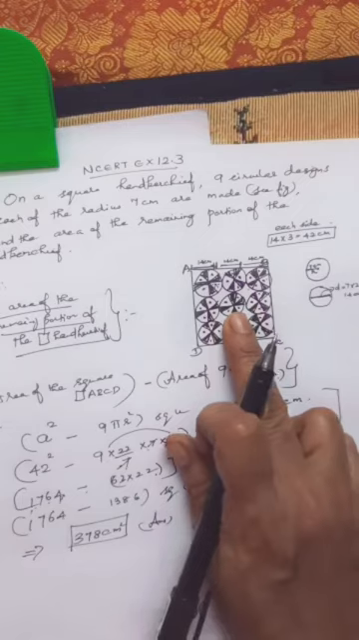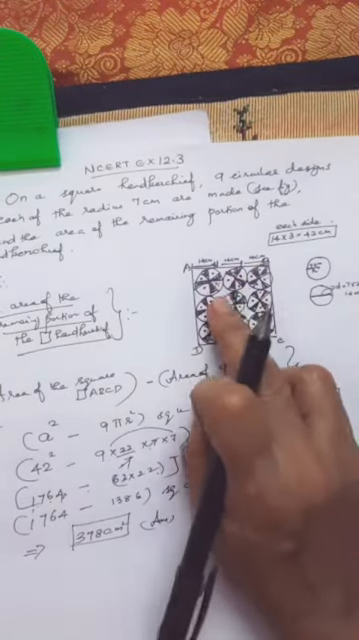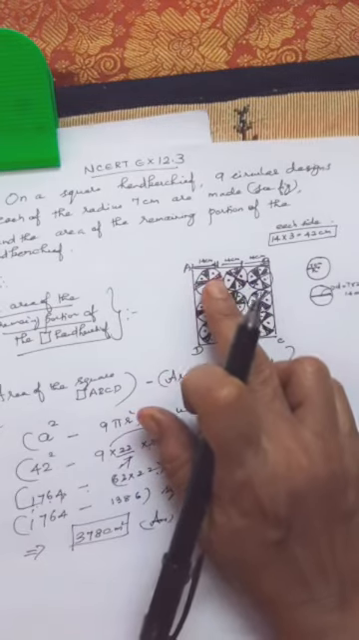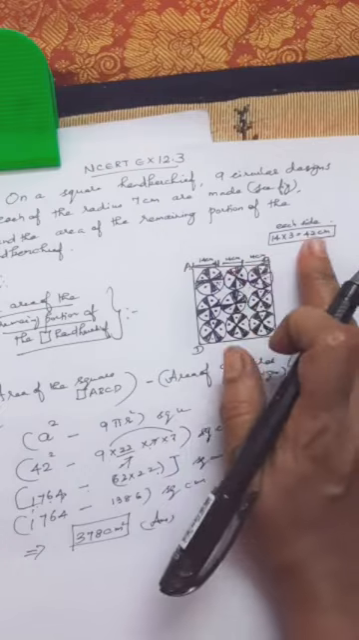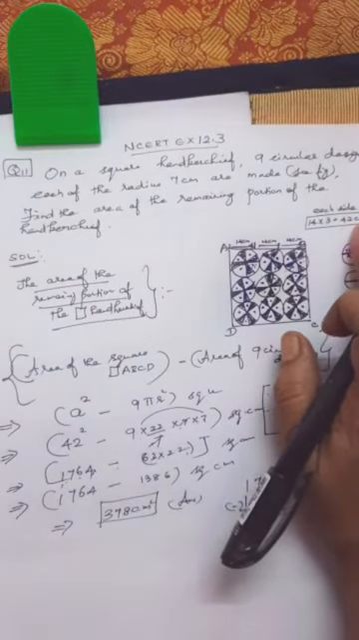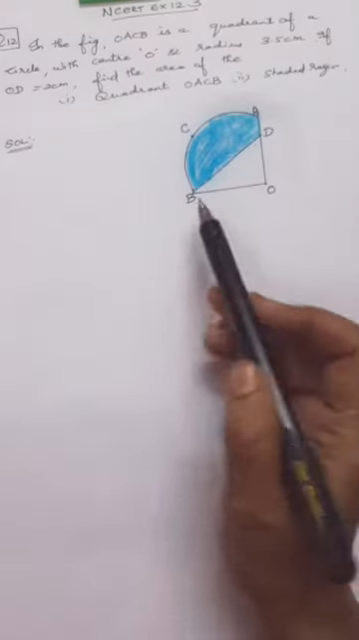It's a very simple question. By seeing the figure, you have to find out the side of the square, because the hint given is the radius of one circular design. From that you can find the diameter and multiply by 3. Thereby you can find out the side of the square kerchief. Next, let me work out question number 12.